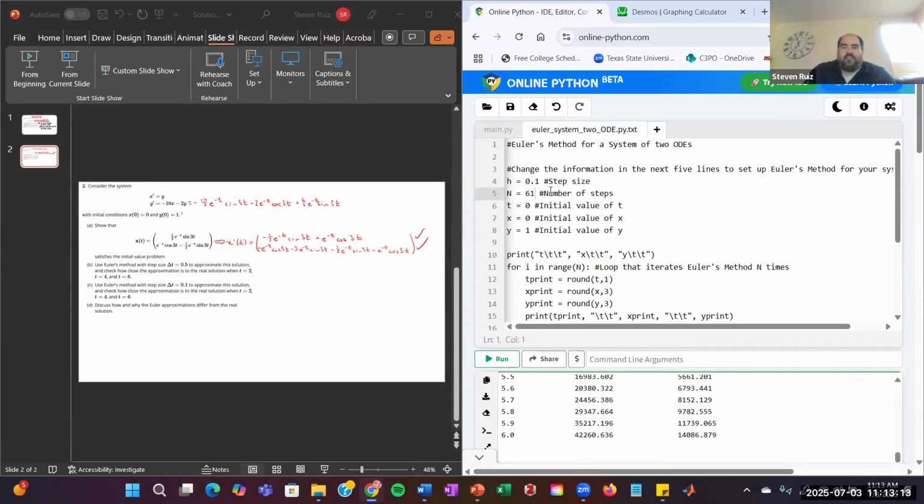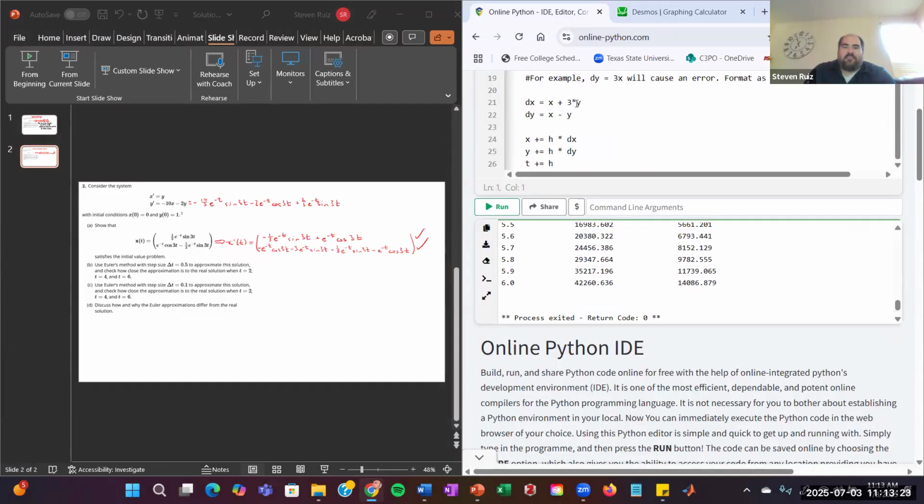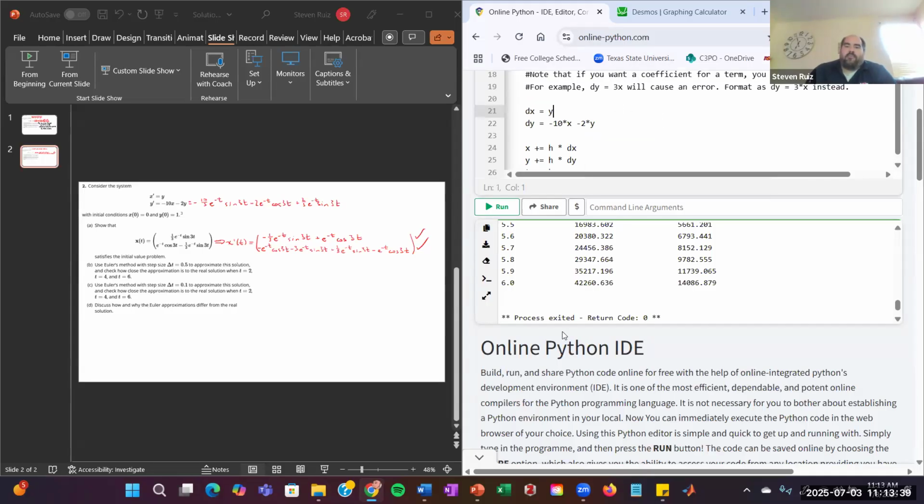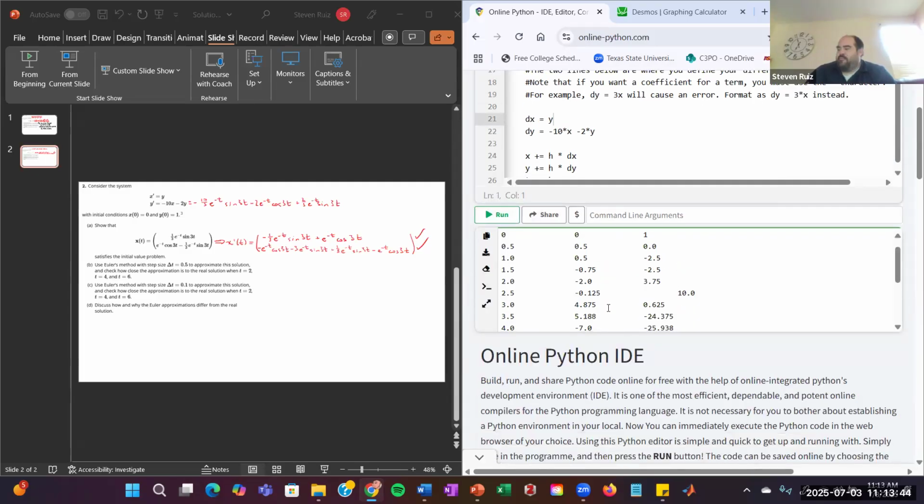So what do I have to change here? Go back to the old step size. So 0.5, 13 steps. Differential equations are dx/dt equals y and dy/dt equals negative 10 times x minus 2 times y. All right, now run it again and pluck out the values that I actually want.